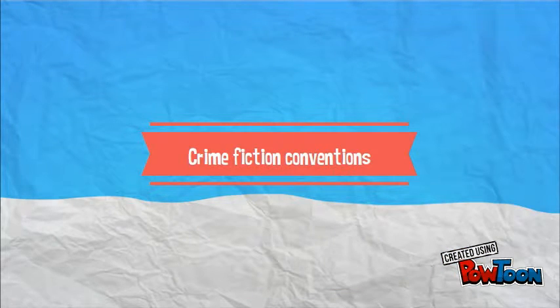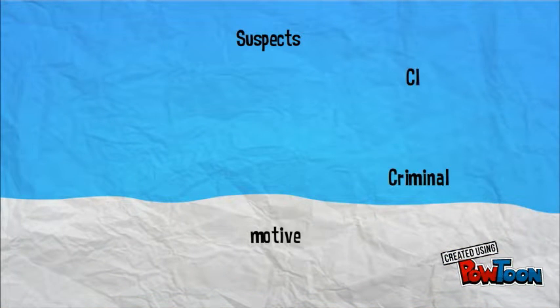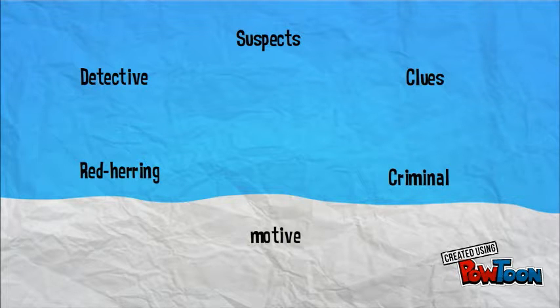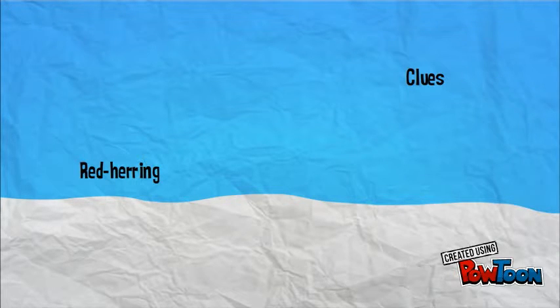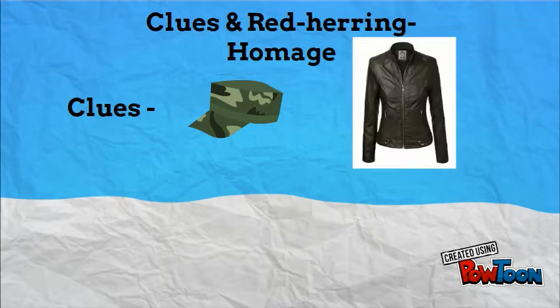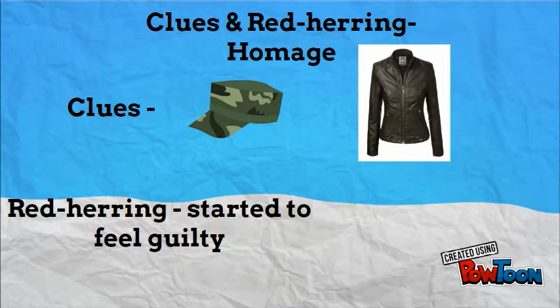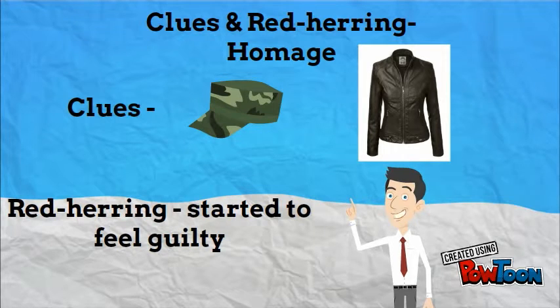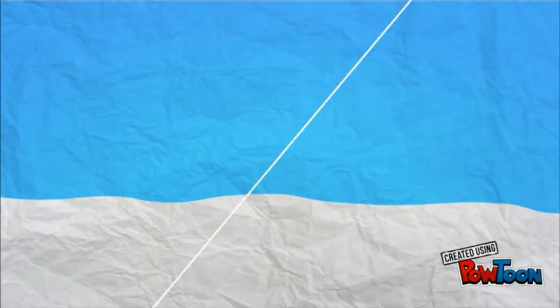Crime fiction conventions are the building blocks of a crime fiction novel. There are many crime fiction conventions, but the ones I'm focusing on are clues and red herring. Clues give little hints to who the murderer is. In Homage, the clues were a cap and leather jacket, but the murderer disposed of the clues so she wasn't caught. Red herring is something that misleads or distracts from a relevant or important issue. Red herring is evident in Homage when the assassin feels guilty because you wouldn't think she would feel guilty.